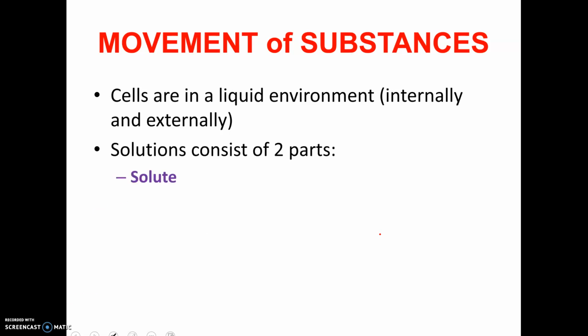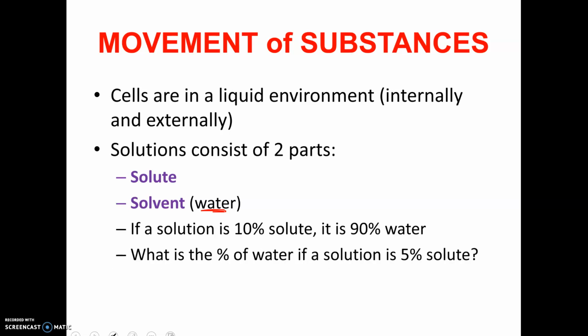So just a quick reminder what a solution is. A solution consists of two things, solute and solvent. In our cells and in our external cellular environment, water is the solvent. So you have a watery environment with stuff dissolved in it: salts, sugars, amino acids, all kinds of things. So just a quickie here. If a solution is 10% solute, it is 90% water. In other words, a solution would always add up to 100%. So you'd have a certain percentage of dissolved things, that's your solutes, and then the remainder would be water.